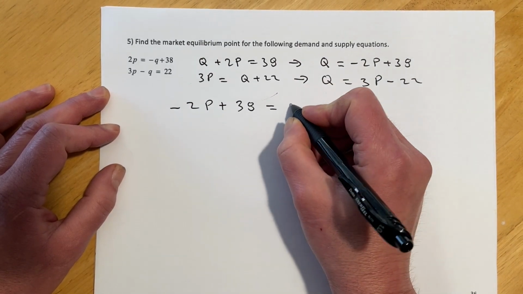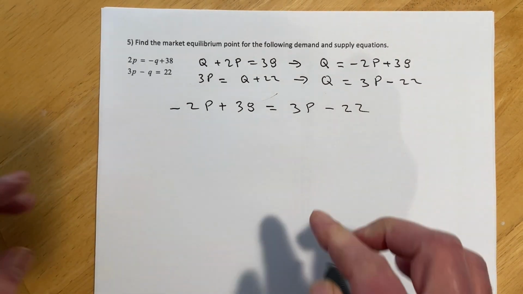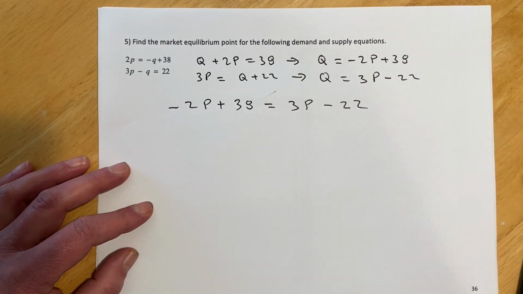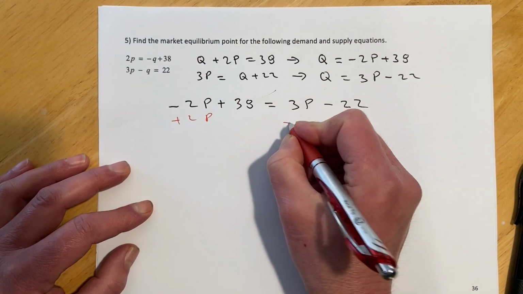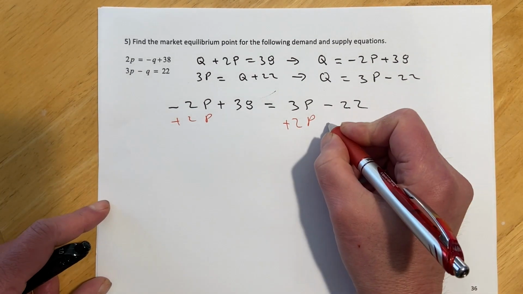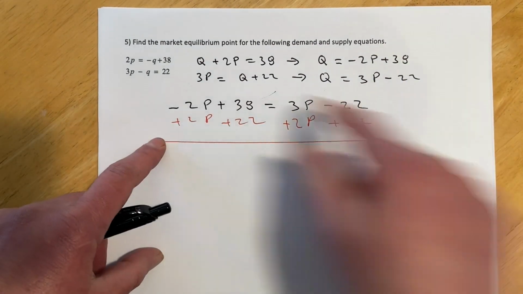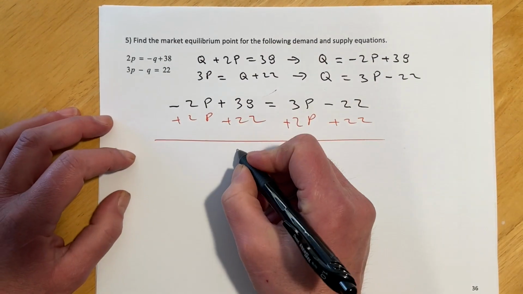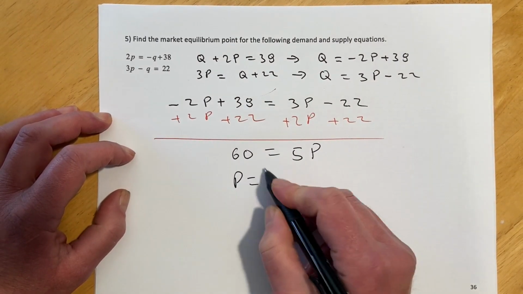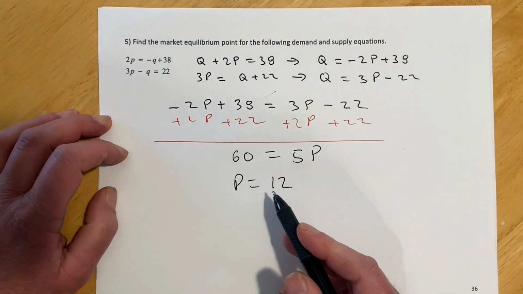We will see that a bunch more in the next chapter. That's actually right where it picks up. To solve this now, I'm going to bring the 2p over to this side, so plus 2p, and while we're here, let's go plus 22, so we have p's on one side and numbers on the other. That would be 60 equals 5p, and then p would be 12. So that would be the price.